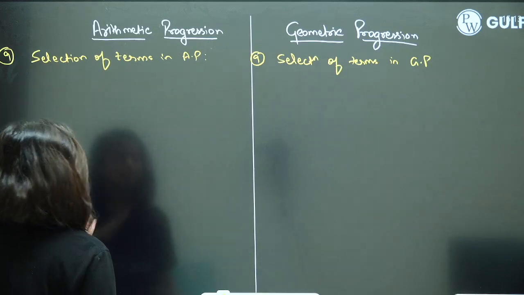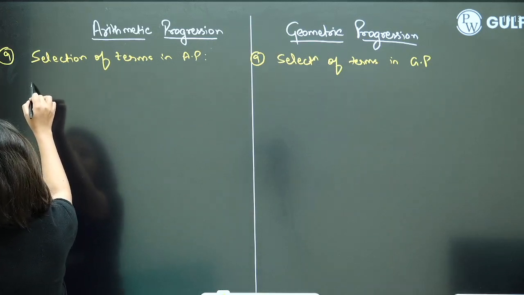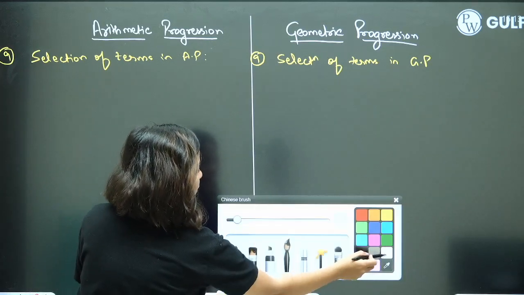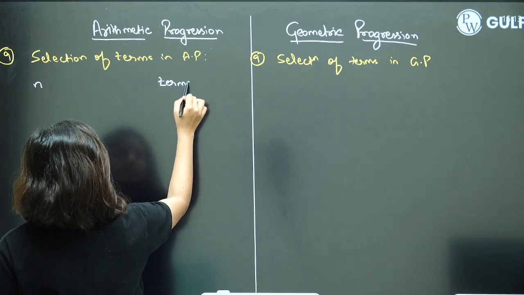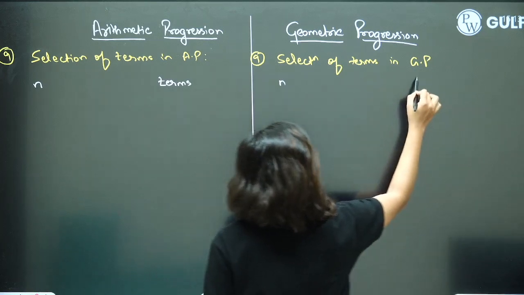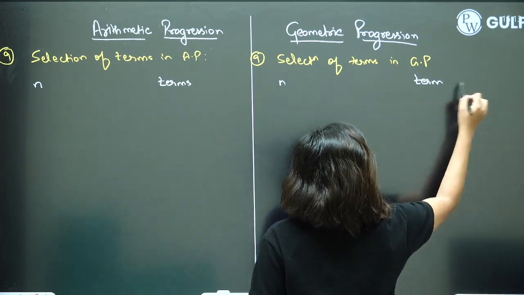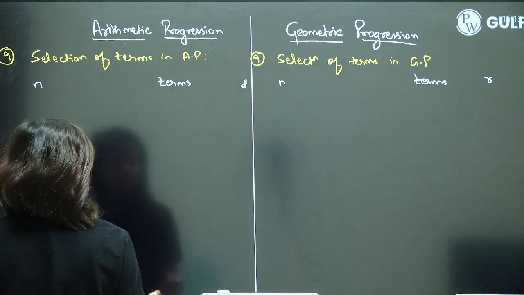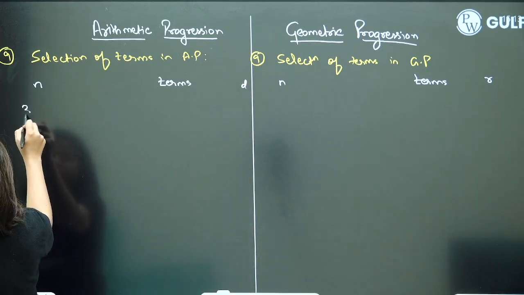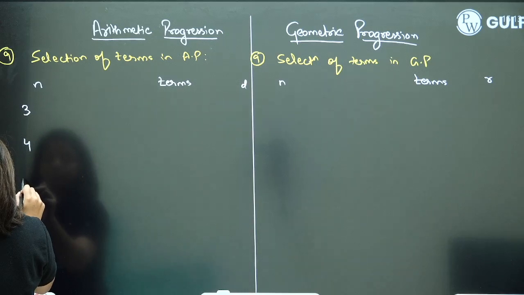Selection of terms. Okay, let's say your n also is needed to use. Suppose we need 4 and 6.